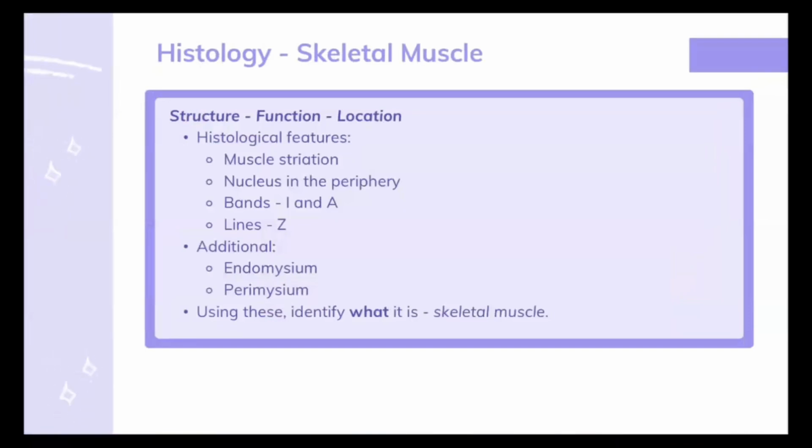And so histology is always structure, function, location. The structure would be the histological features, again, muscle striations and nuclei in the periphery. That's the first two, and then obviously you have the bands and the lines. Then you might have additional features, the ones I showed, endomysium and perimysium. Function, usually for skeletal muscle, I wouldn't think you would ask it. And lastly, just identify what it is, and it's a skeletal muscle.